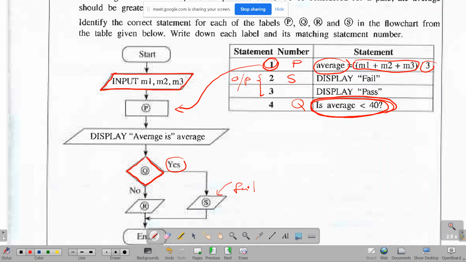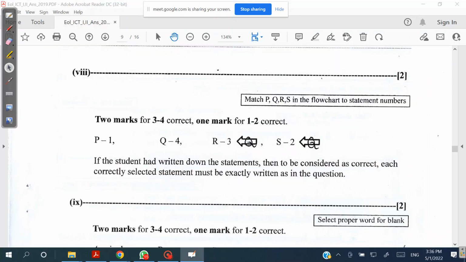So this is going to be the S, and definitely this is going to be R, right? So P it is 1, Q it is 4, R it is 3 and S it is 2. Right, let's cross check with this one. See, P1, Q4, R3 and S it is 2.